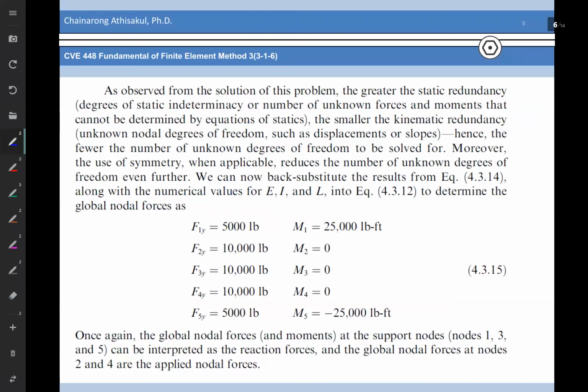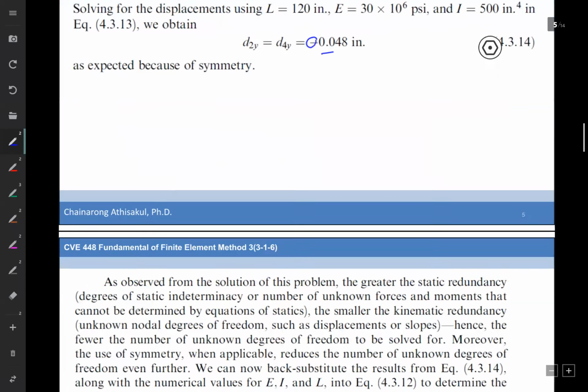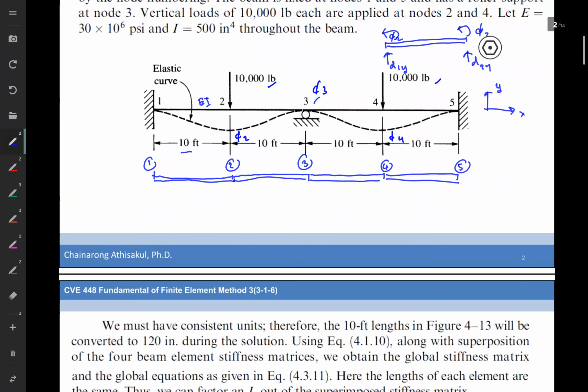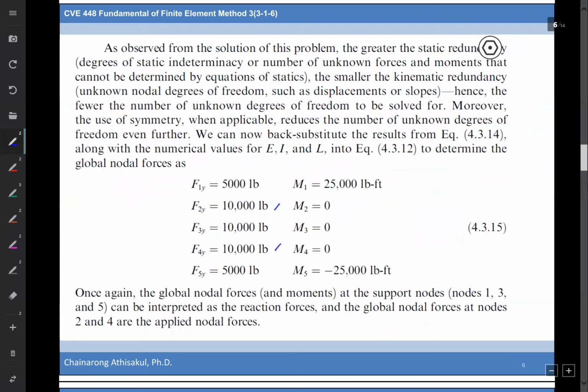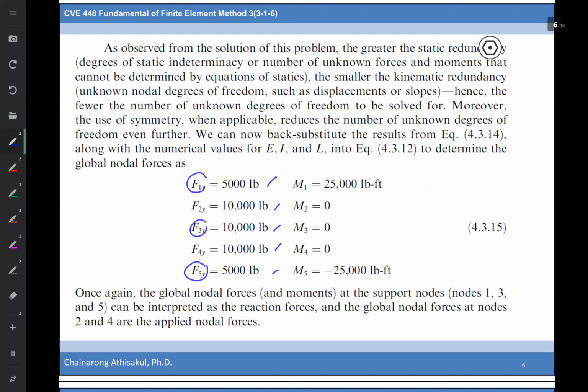And the nodal force of the global system represents what? It represents the applied force. This is the applied force for node number 2 and number 4, right? This is the applied force that is equivalent to the force that the problem is given. And for node number 1, number 3, and number 5, this is the reaction force. Okay, you see that the reaction force and the applied force are equivalent.